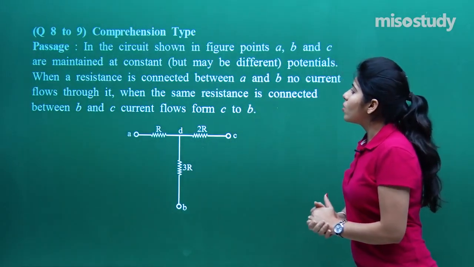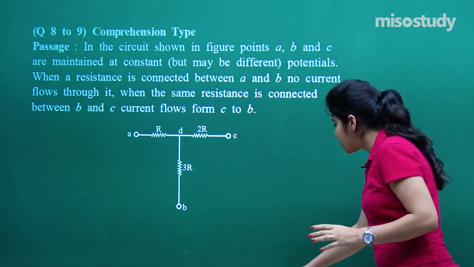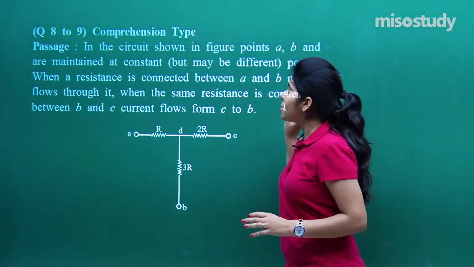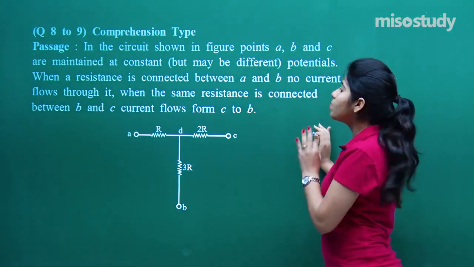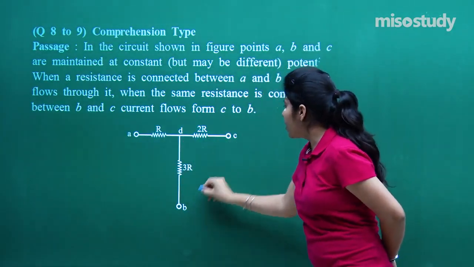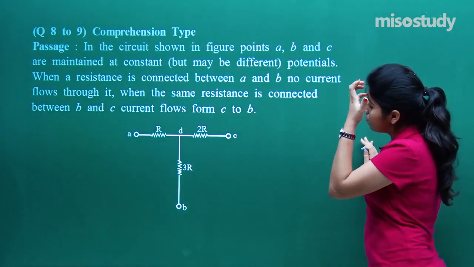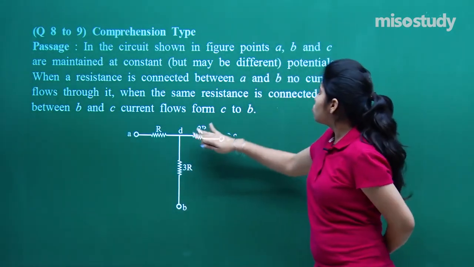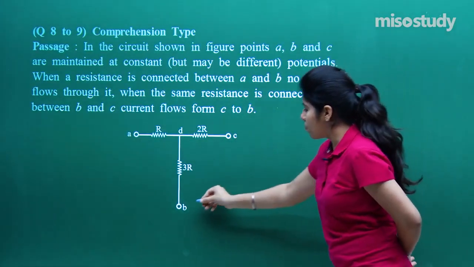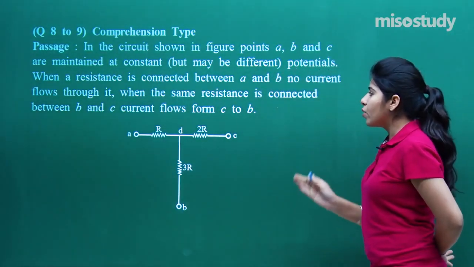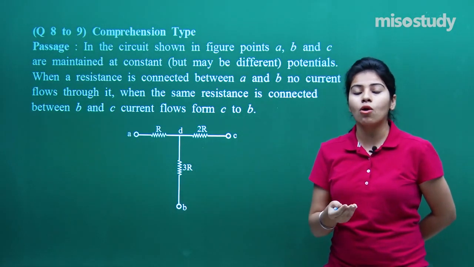In the passage, what we can read is that in the circuit shown in the figure, points A, B and C are maintained at constant but different potentials. Now when a resistance is connected between A and B, no current is flowing through it. But when the same resistance is connected between B and C, the current is flowing from C to B.